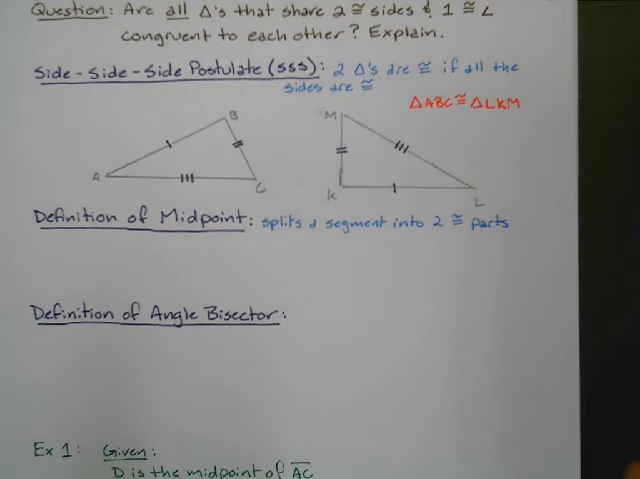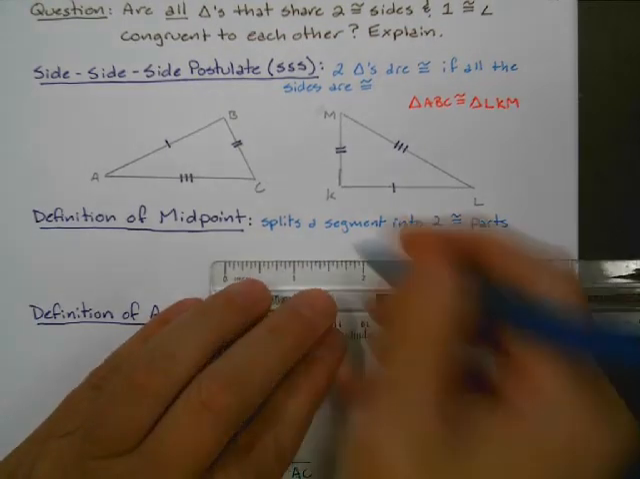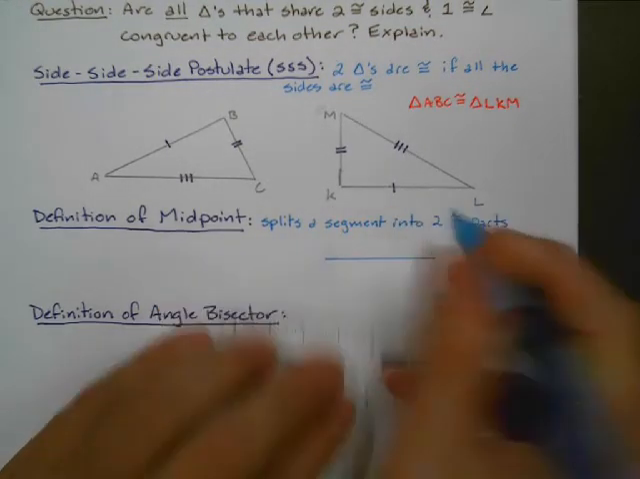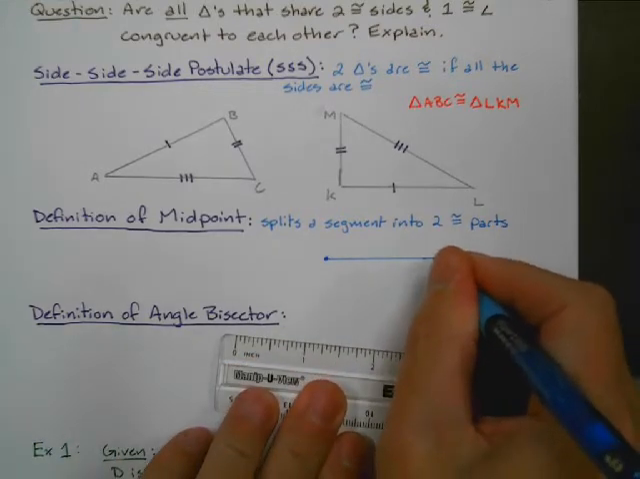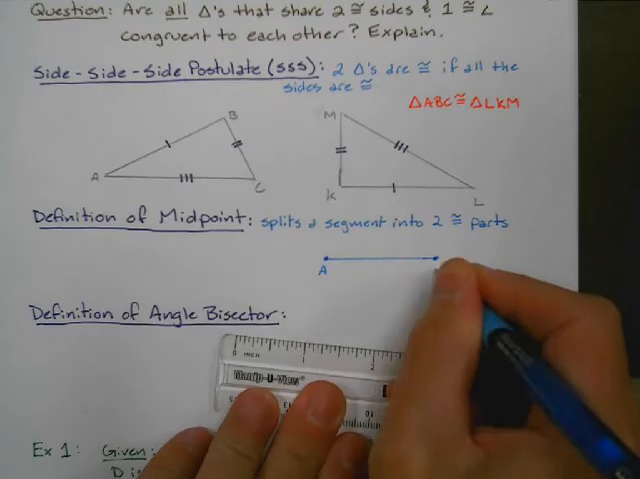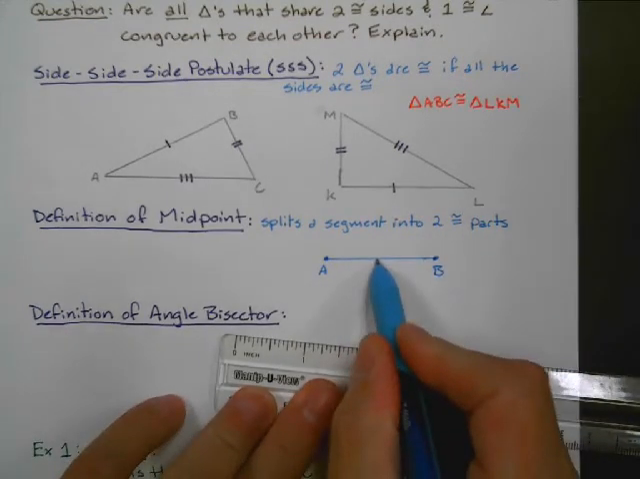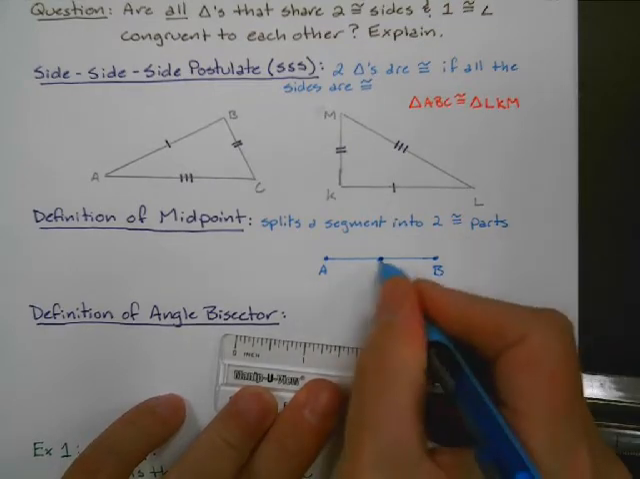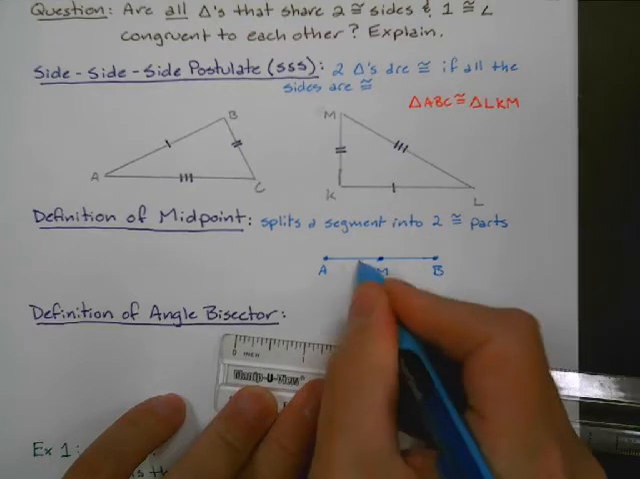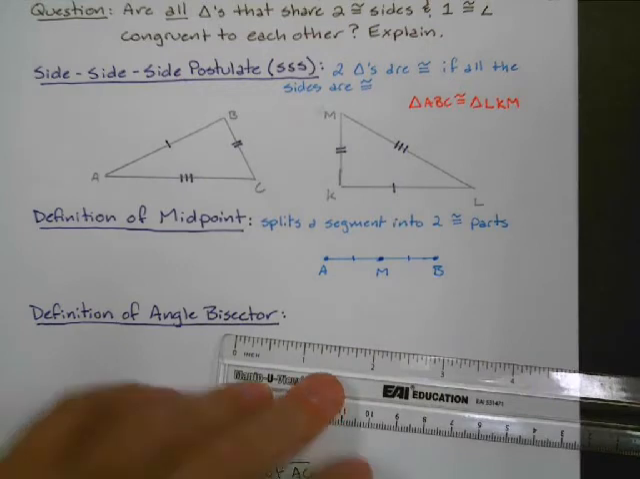So this is a little bonus rule definition that we can use in our proofs coming up. That's just saying that if I've got a segment here, I'll call this segment AB or something. So if I've got that segment, a midpoint has to be right in the middle. That's why they call it the midpoint. So I'm going to call the midpoint M. A midpoint splits the segment up into two congruent parts.